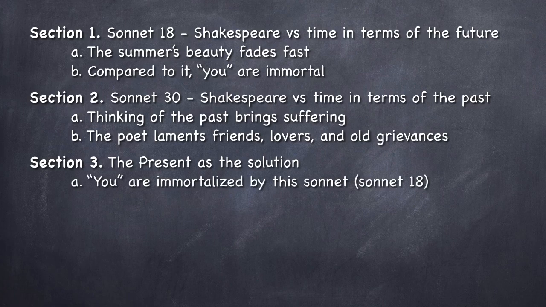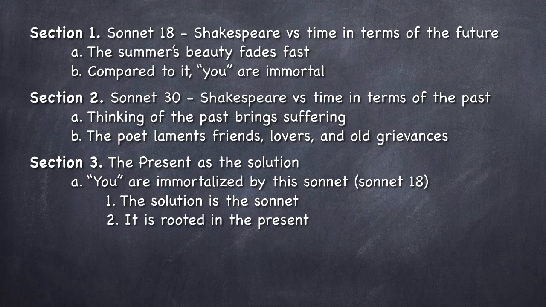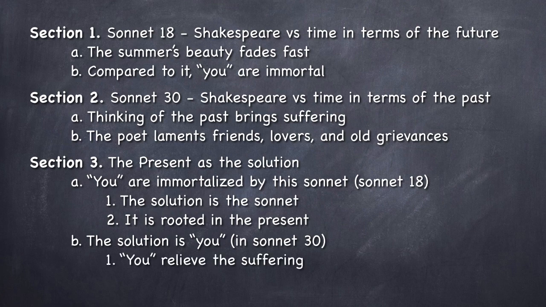Subsection 1, or subsection A, you are immortalized by the sonnet, and that's Sonnet 18. Here's our first subsection of the section, right? The solution is the sonnet, and it is rooted in the present. Great. Now, the next subsection of section 3. The solution is you. That's Sonnet 30. Again, you relieve the suffering, and you are rooted in the present. You see how this works? And now we have this beautiful structure of the body of this synthesis essay.